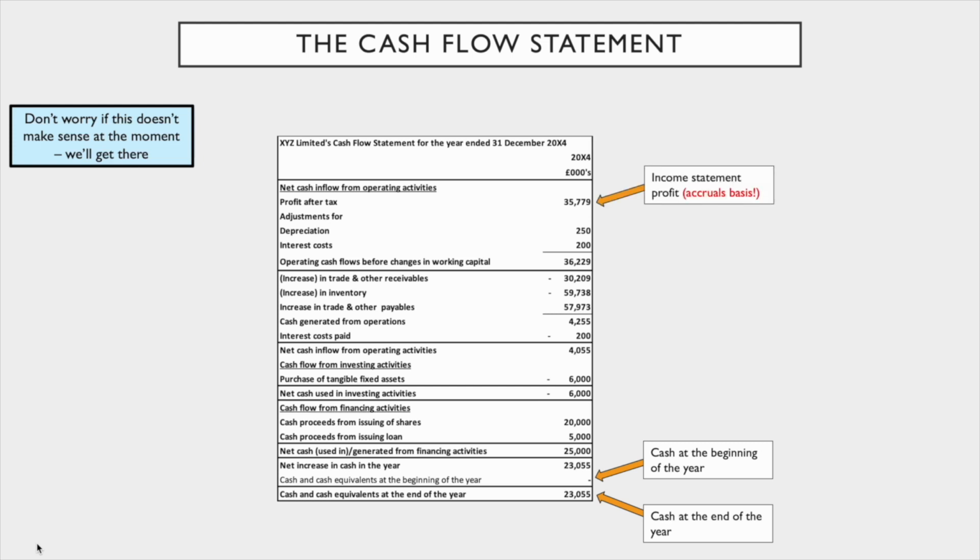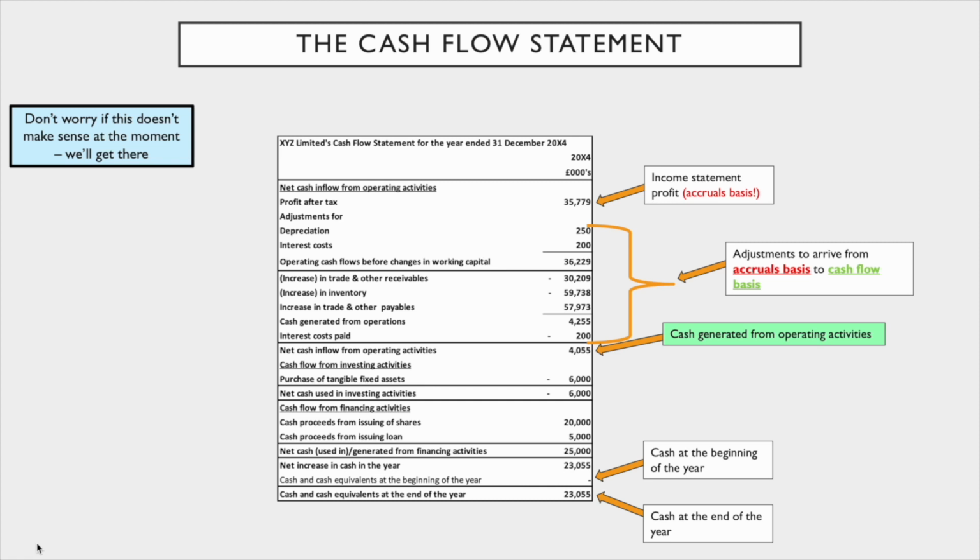So what we do is we've got our income statement profit, which is prepared on an accruals basis of accounting. And we said before, the accrual basis of accounting does not necessarily reflect a cash basis of accounting. So various adjustments need to happen to arrive from the income statement profit to the cash generated from the operating activities. Some of these movements are set out here. We'll not dwell on these too much at the moment, but we will get to those.